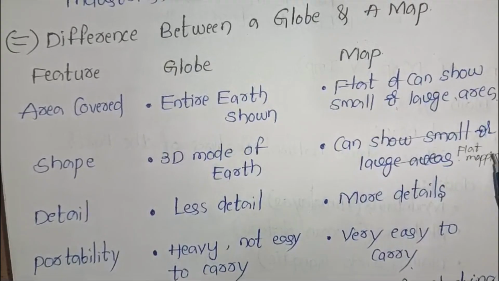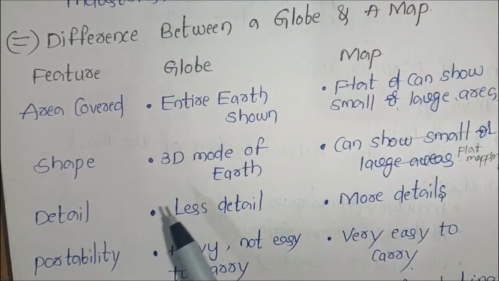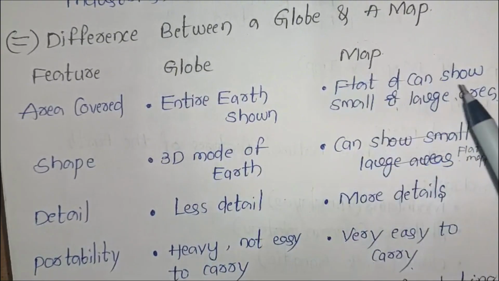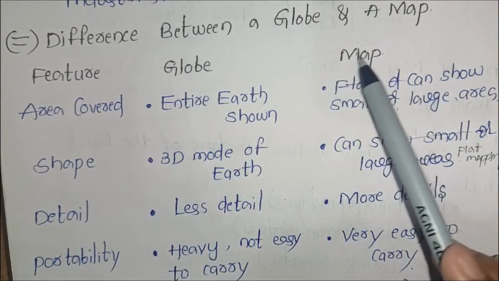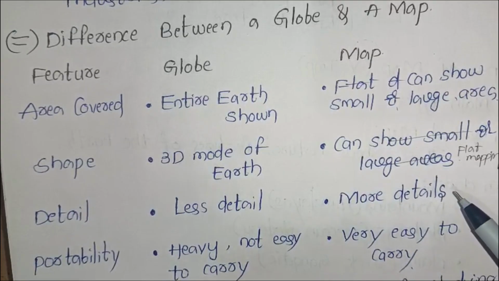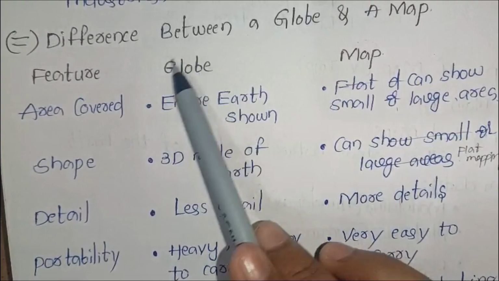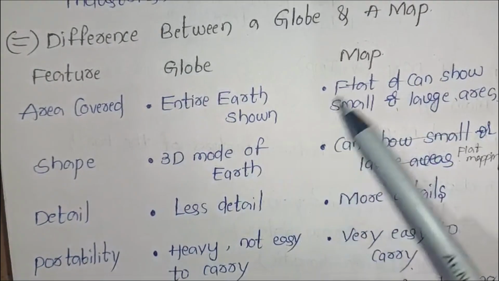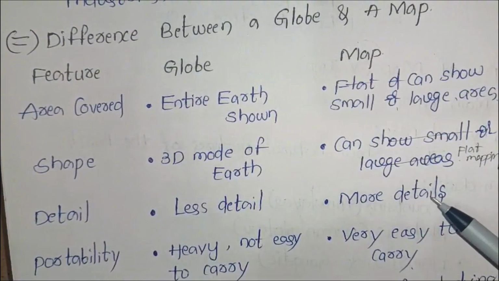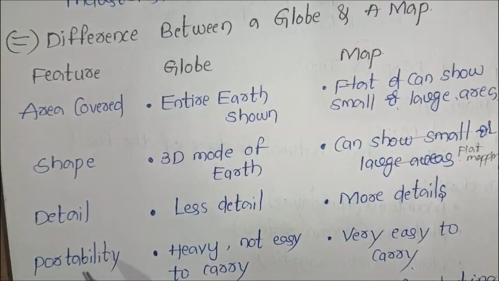Now, the globe will not give detailed information; it gives only less detailed information. But the map covers only small areas, and it gives more detailed information. I hope you understood. The globe covers the entire Earth but gives only less detailed information. But maps cover only a small area, and they give more detailed information about that small area. I hope you understood.